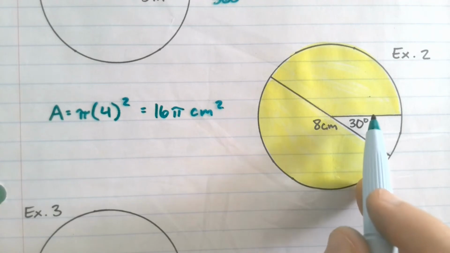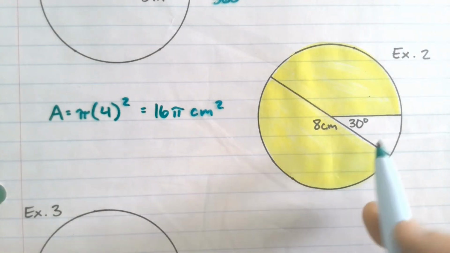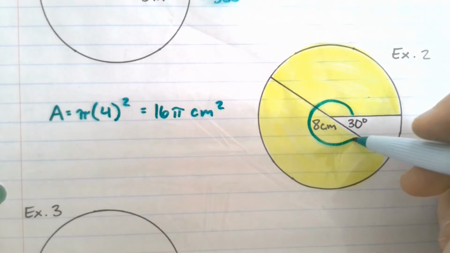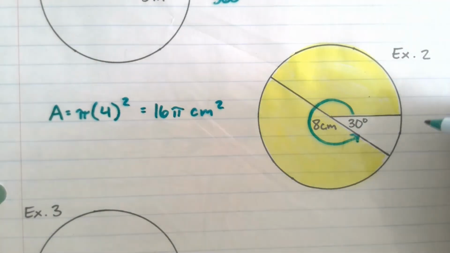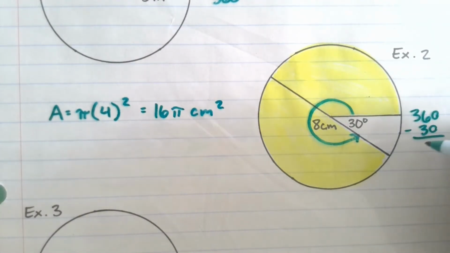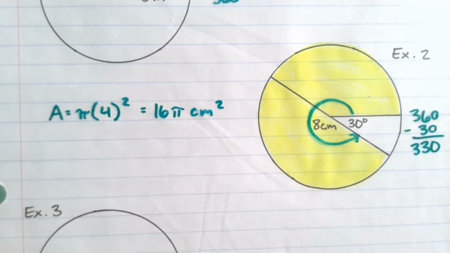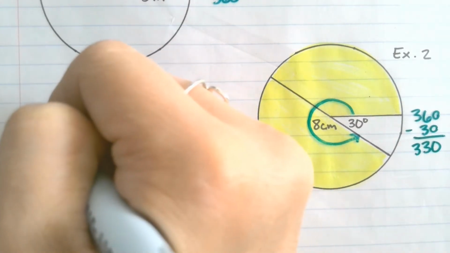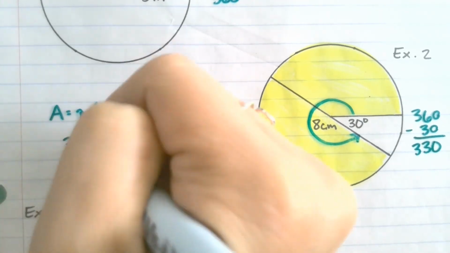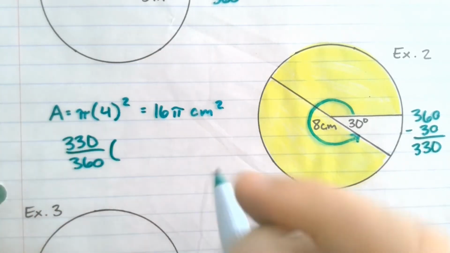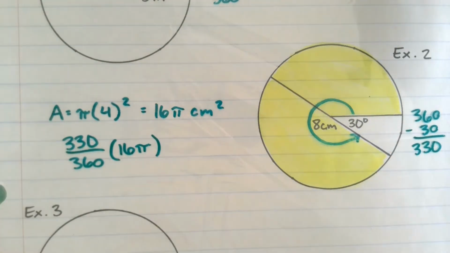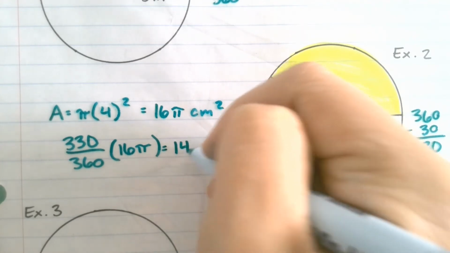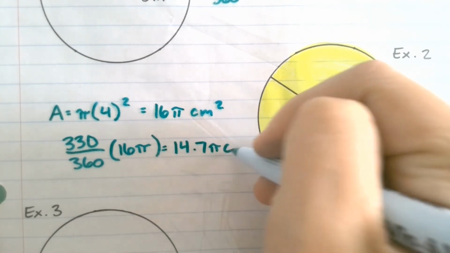So now, if I'm finding the area of this whole sector, I do need to figure out this central angle. If I know that this little piece is 30 degrees, then I can take 360 and subtract 30 to get the central angle that I need. So I'll get 330 degrees. That tells me I need 330 out of 360 of that total area times 16 pi. And you should get about 14.7 pi centimeters squared.